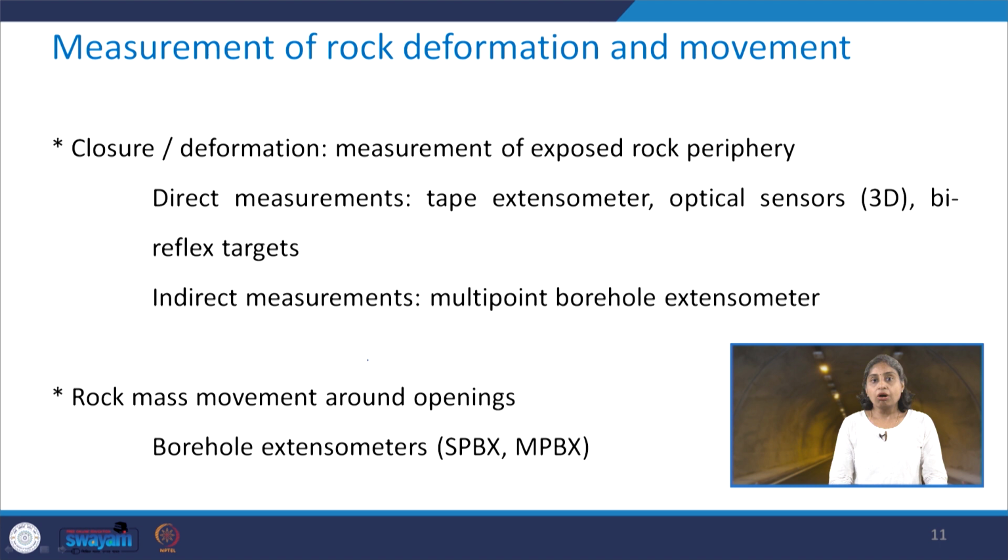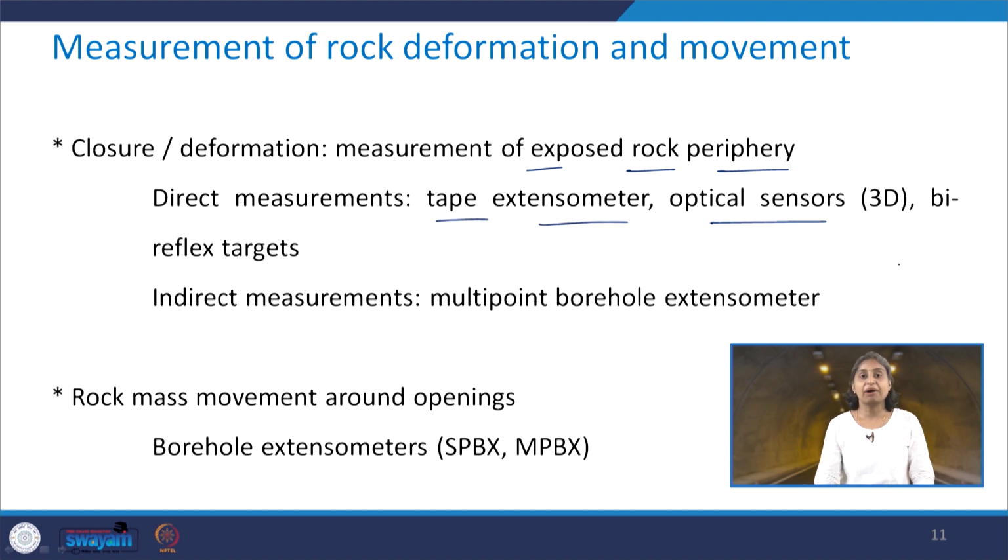The closure or deformation is basically the measurement of the exposed rock periphery. This can be done by either direct measurement or indirect measurements. As far as direct measurements are concerned, we use tape extensometer, optical sensors or bireflex targets. For indirect measurements, we need to use multi-point borehole extensometers.